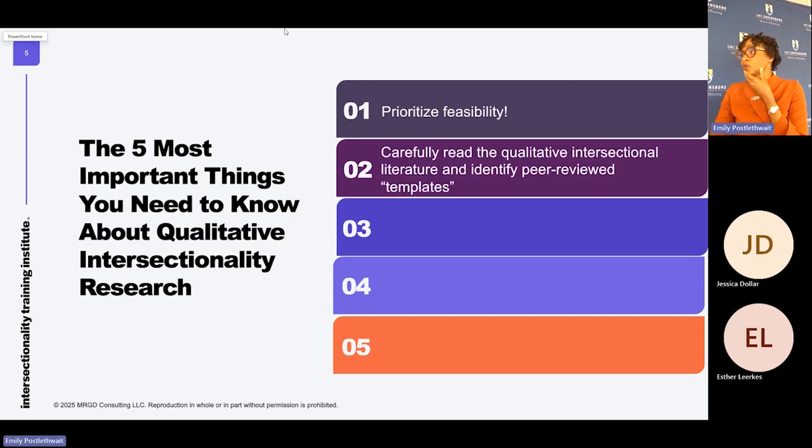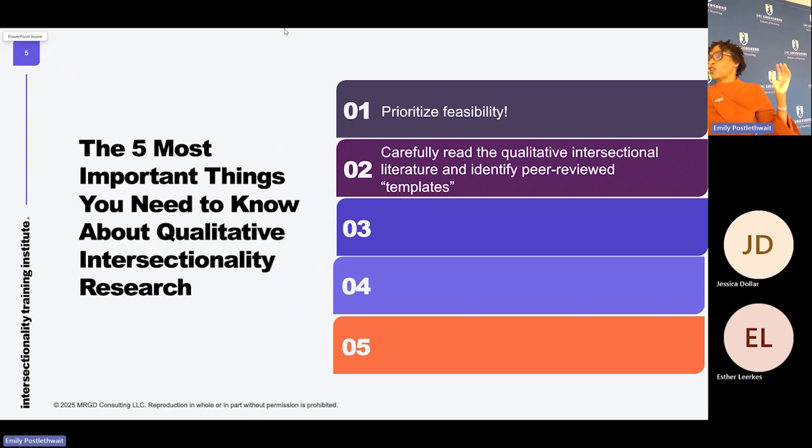There are some pretty good templates, and I'm going to share. Actually, at the end of your handout, there are some resources. The Rodriguez article, for example, has a whole section of different qualitative intersectional studies and the different methodologies and methods that they use. And so I say that to say, find a good template and build on it.